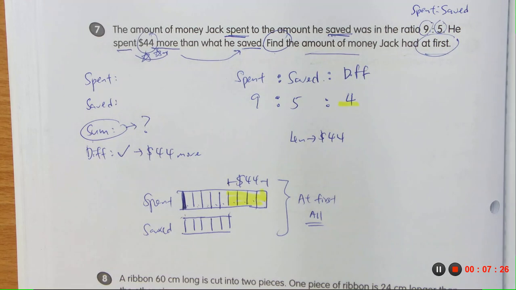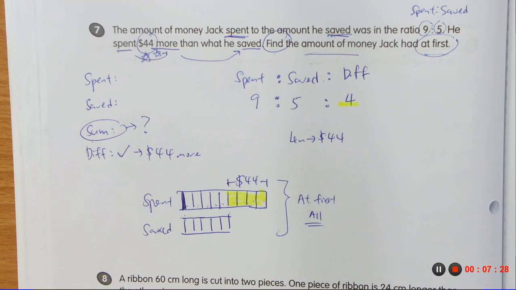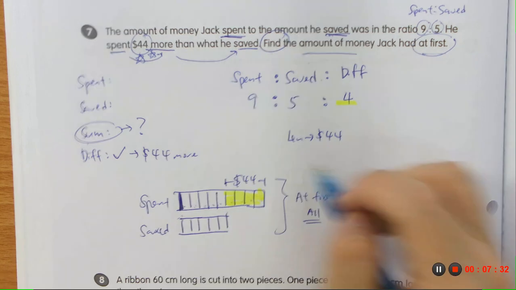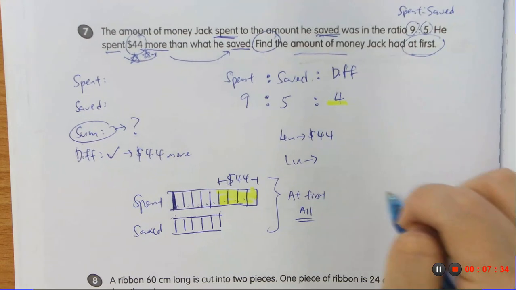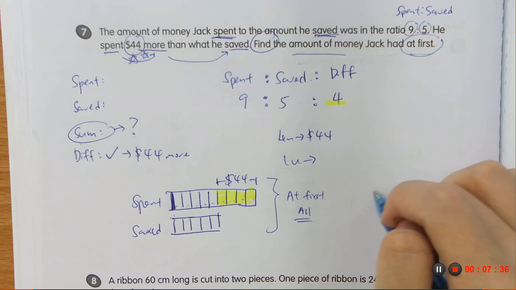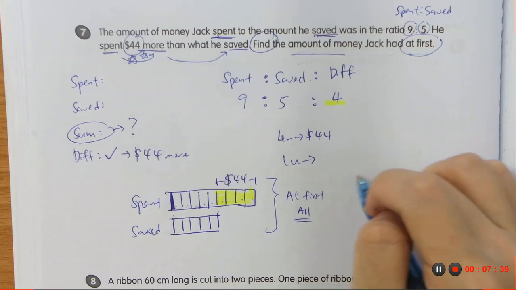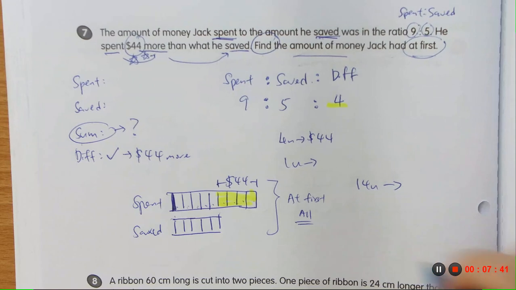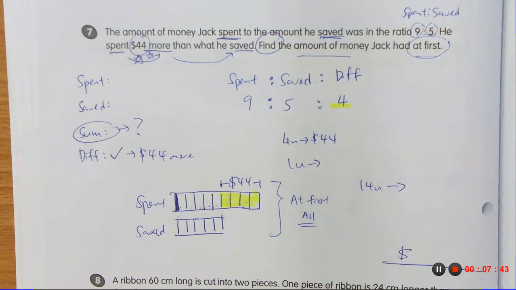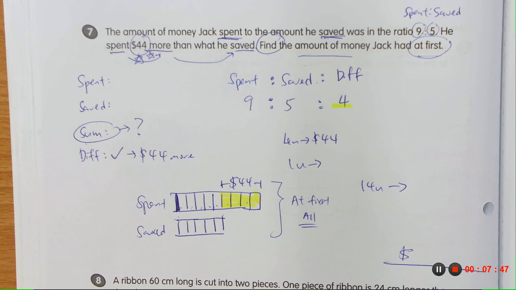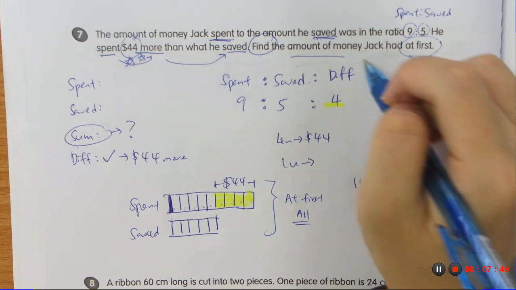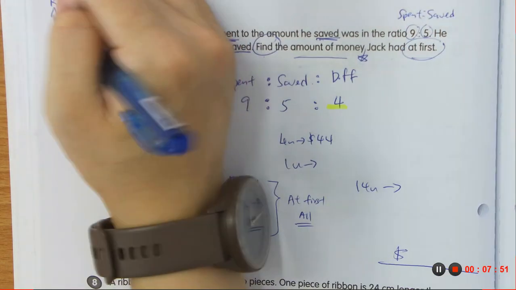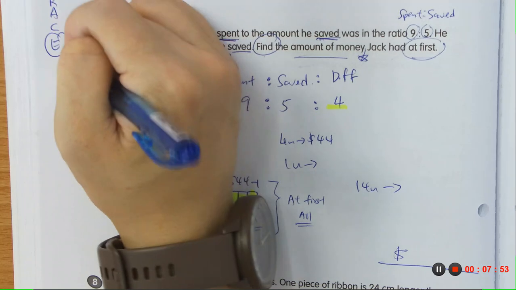And that will be how many units? 14 units. Is that okay? So I first find that 1 unit, then I find my 14 units. Then that's the amount of money. Do I need units? Yes, because the answer is amount of money. So my unit I can write here. It's not looking for ratio, it's looking for money.